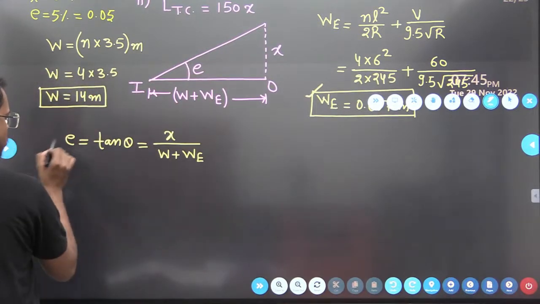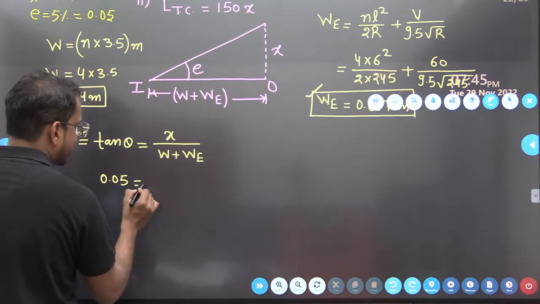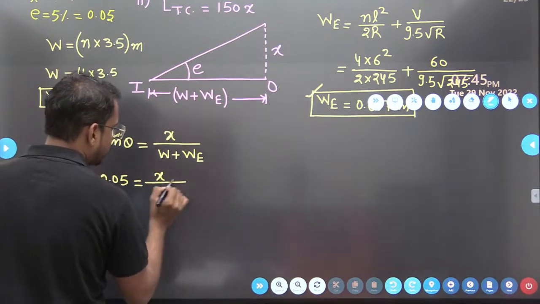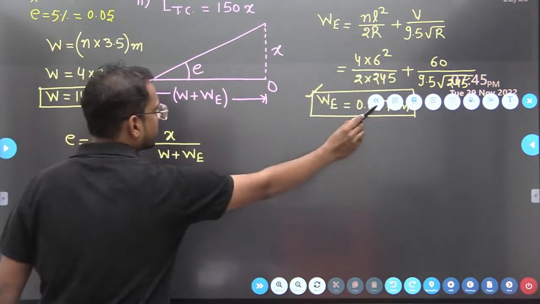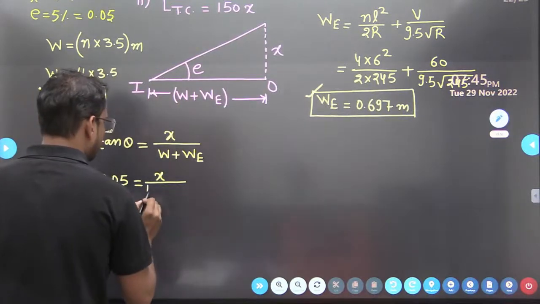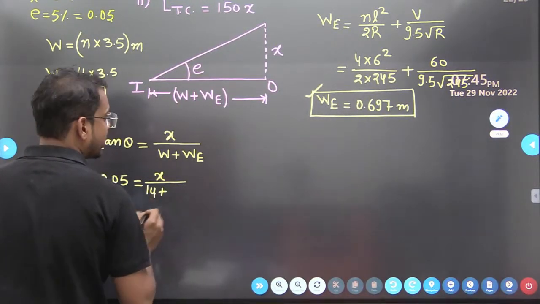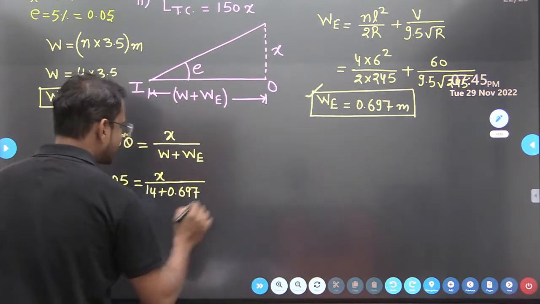So, e is already given in the question. e is 0.05, equal to x upon W plus We. The value of W becomes equal to 14 meter, and the value of extra widening is 0.697 meter. What is the value of x?